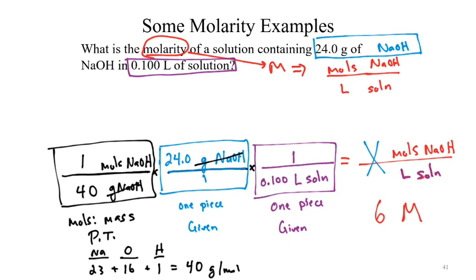Just to be extra irritating, because that's just the way life rolls, we should evaluate sig figs. When we look at our given information, we're supposed to be reporting to 3 sig figs, so 6 molar is technically wrong, and it should be written as 6.00 capital M molar sodium hydroxide.